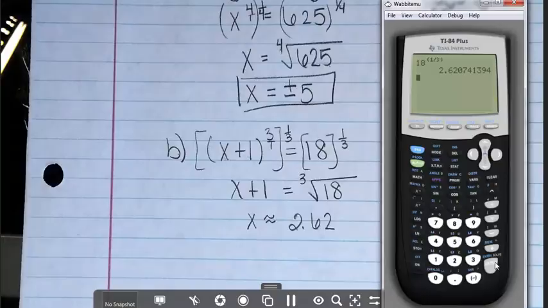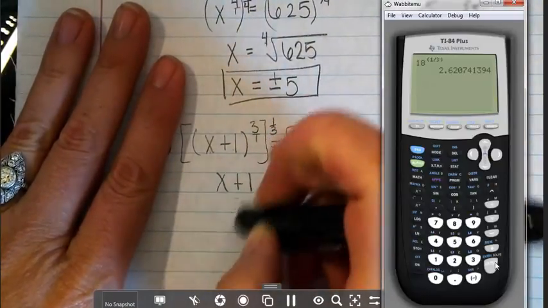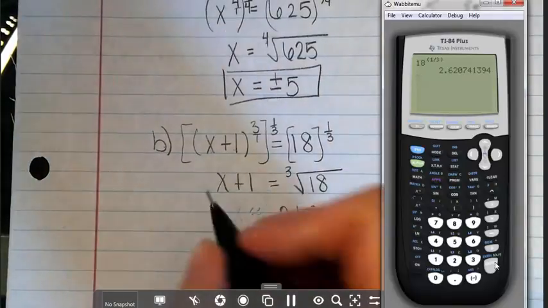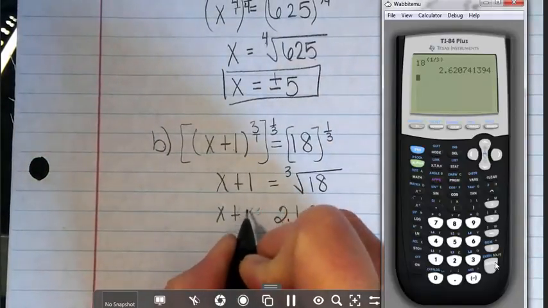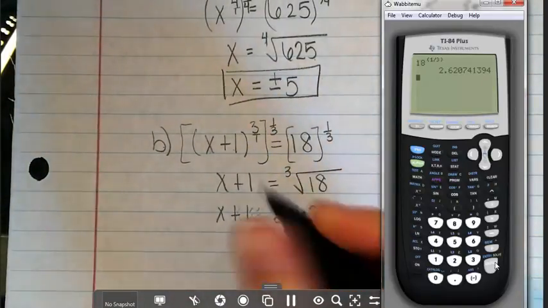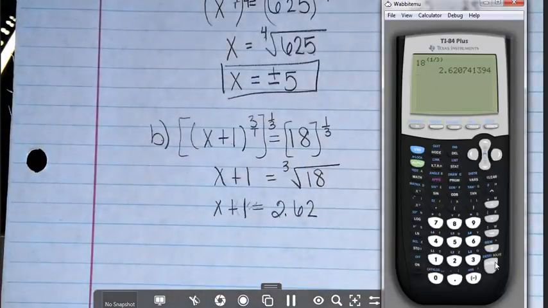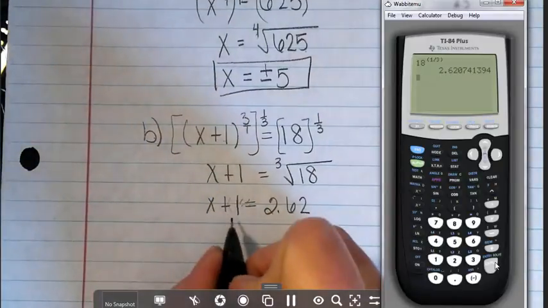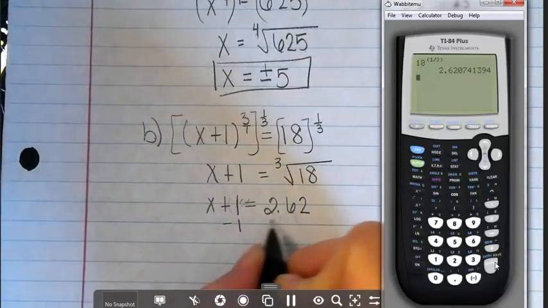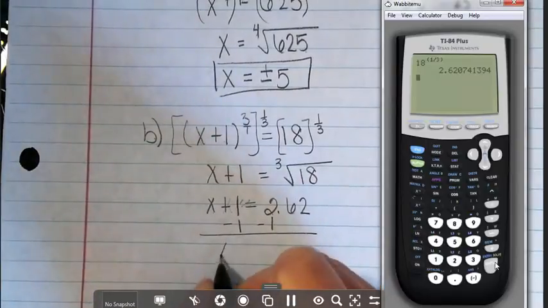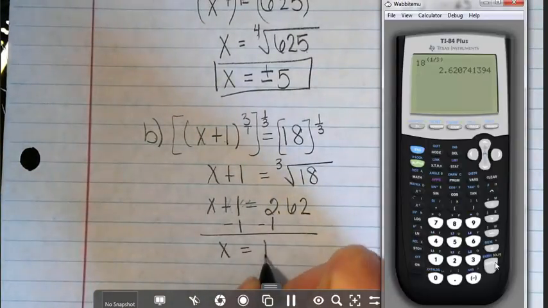So x is going to be approximately 2.62. Now, could it be, oh, and I'm not done. I'm sorry. I forgot about the plus 1. So x plus 1, and I'll just put an equal sign to make it easier on ourselves, and at the end we'll put approximately. So x plus 1 equals 2.62. And then from there, I need to get x by itself, so I'm going to subtract 1. X equals, that's going to give me 1.62.